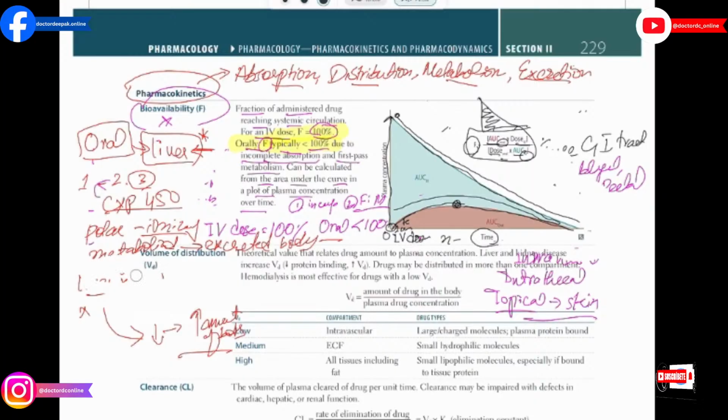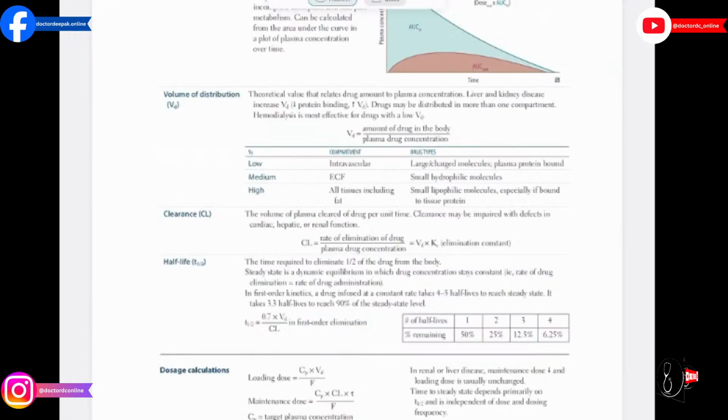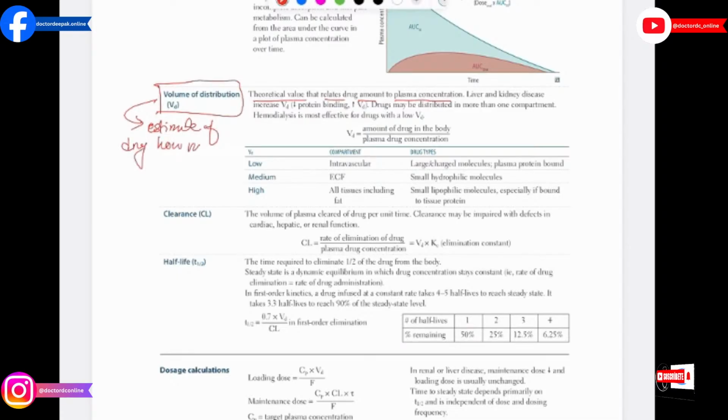Now we will move to our next topic. Now we are going to start volume of distribution. The volume of distribution is a theoretical value that relates the drug amount to the plasma concentration. It is only an estimate of how much a drug will be distributed. Okay?